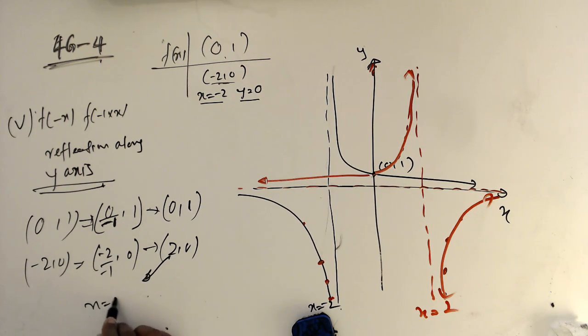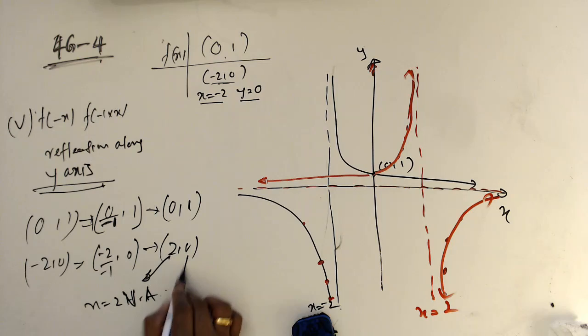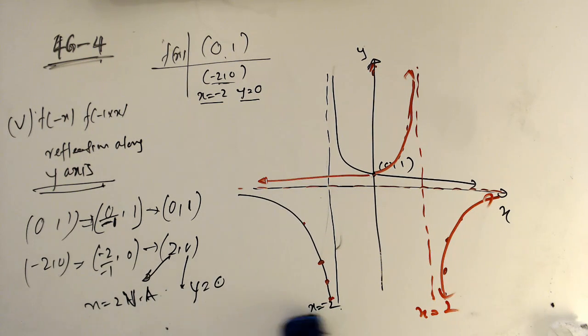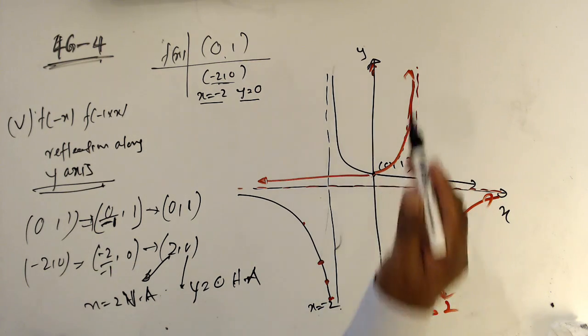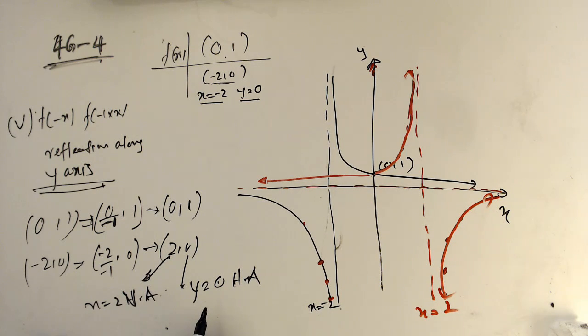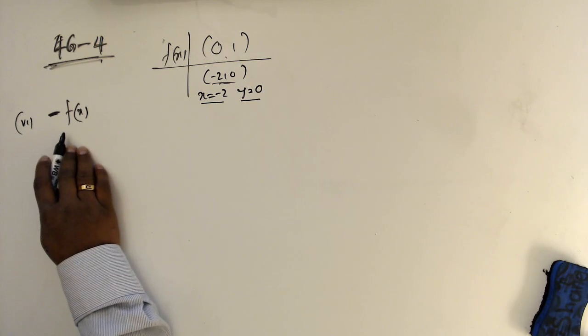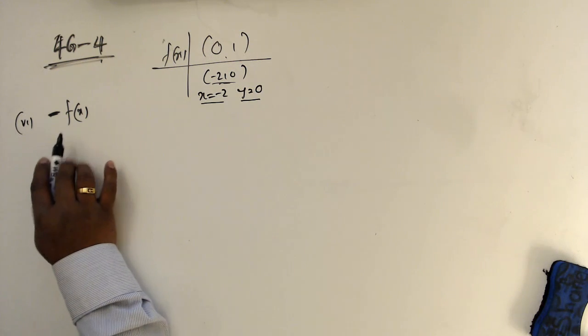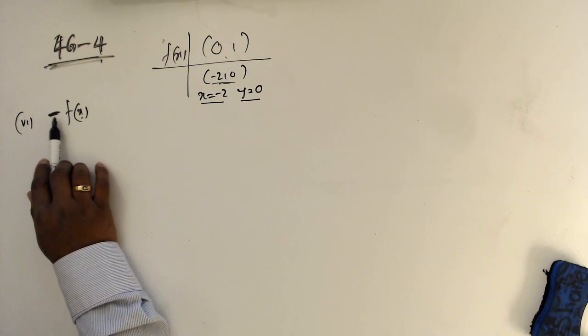Now x equals 2 is the vertical asymptote. y equals 0 is the horizontal asymptote. So you can see here x equals 2 is the vertical asymptote, y equals 0 is the horizontal asymptote. The last one of that one is going to be minus f(x). So this is not affecting x values, this is affecting y values.